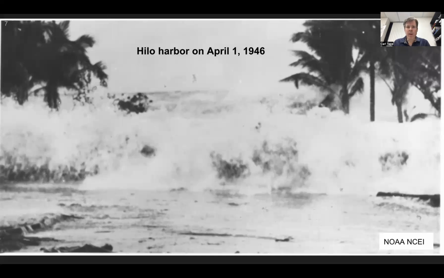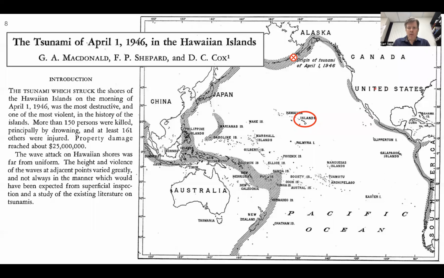We're going to revisit this event in a little more detail here. This shows a photo taken of the tsunami coming in at Hilo Harbor, with an enormous wave coming in. You can see the palm trees for scale. A paper published in 1947 included this map showing the origin of the tsunami. Here we have the Hawaiian Islands, and it explains a bit about the tsunami that struck and the number of people killed.